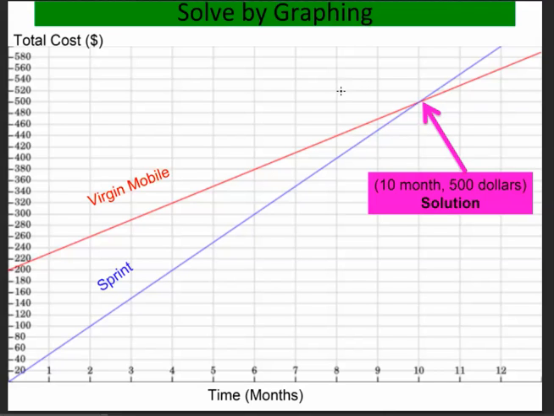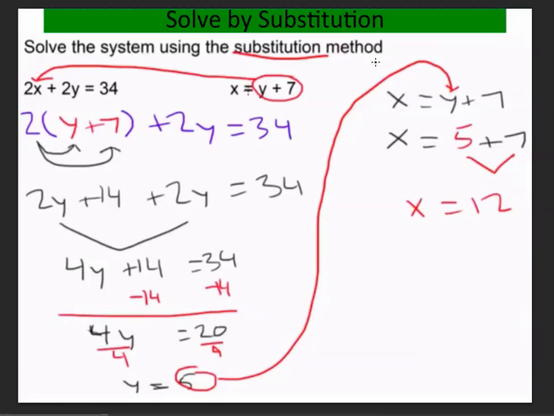Alright, so far we've used two methods for solving systems of equations. The first is solving by graphing, where we graphed both equations, found where they crossed, and then this was our solution. So we did Virgin Mobile and Sprint in that example. Then we learned how to solve by substitution.